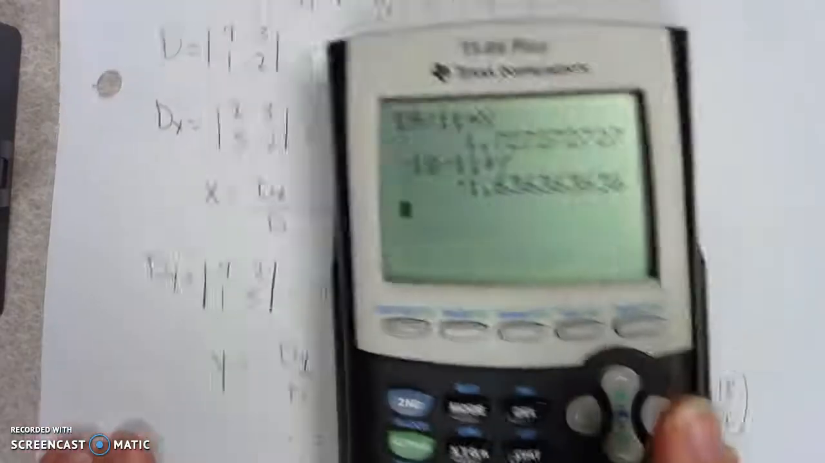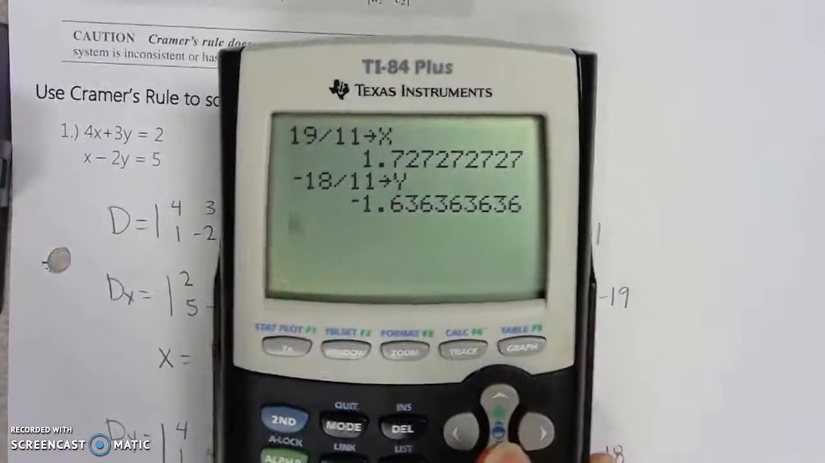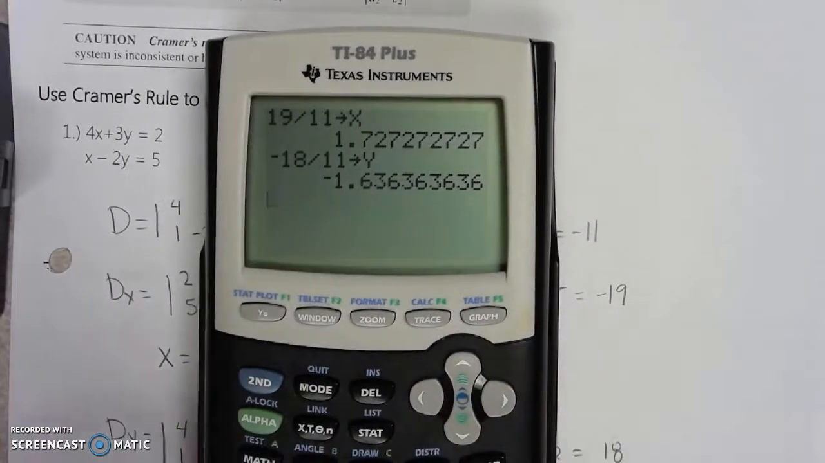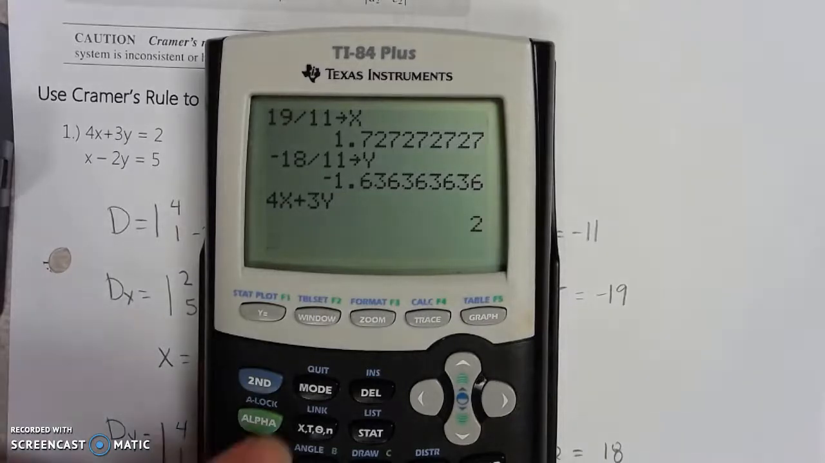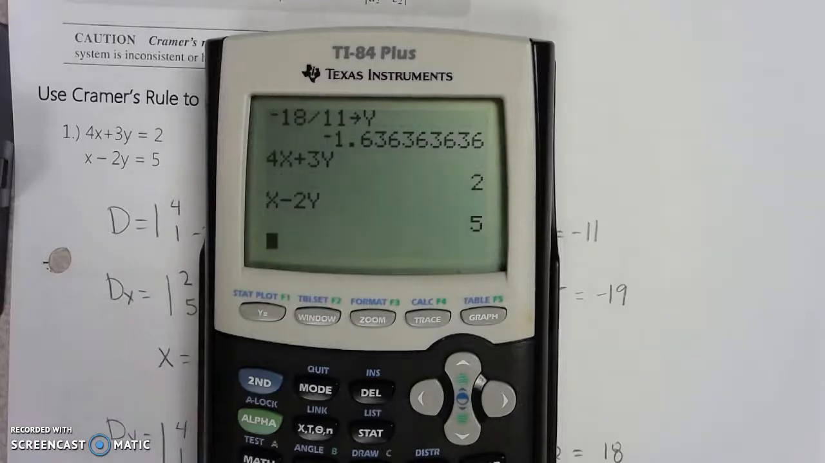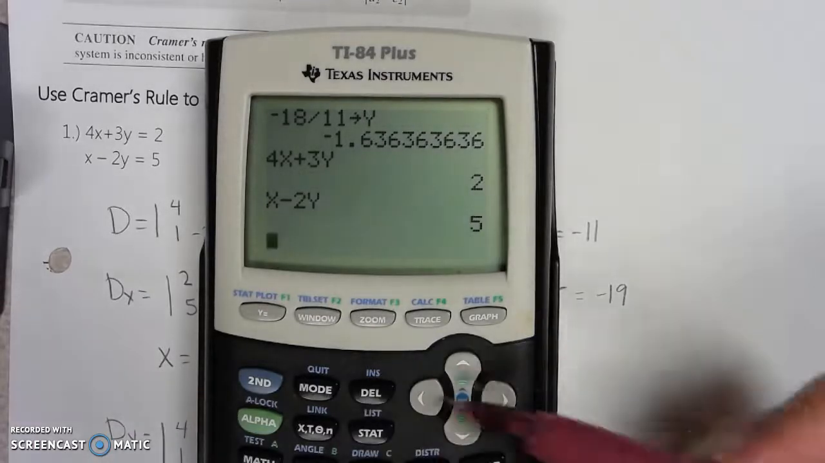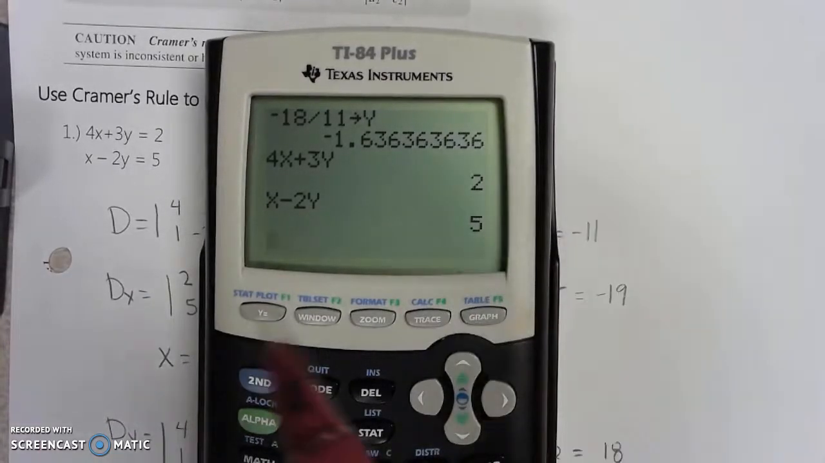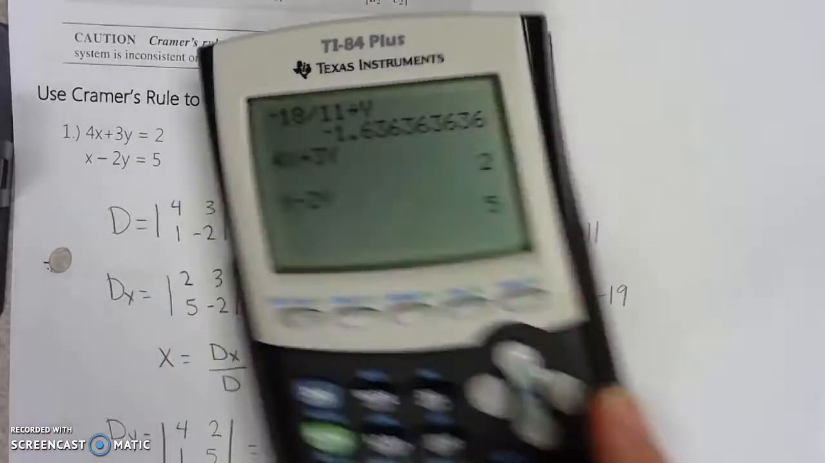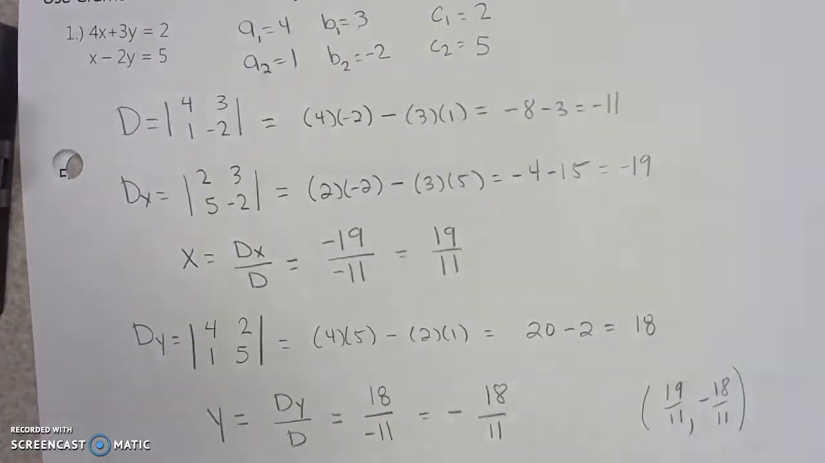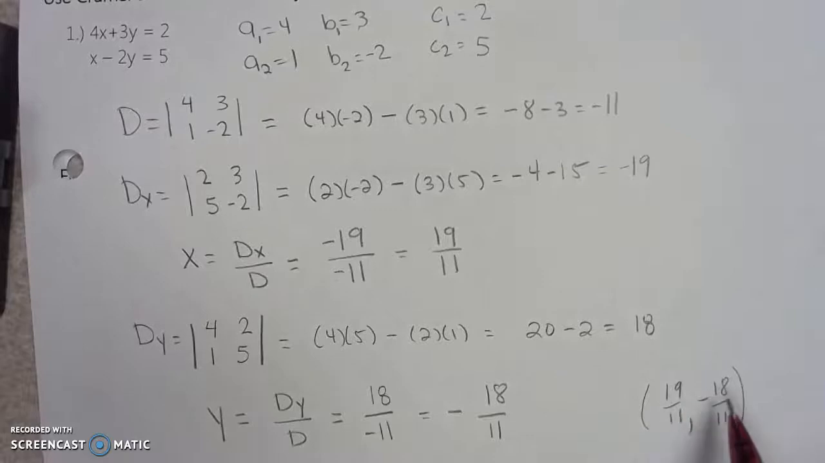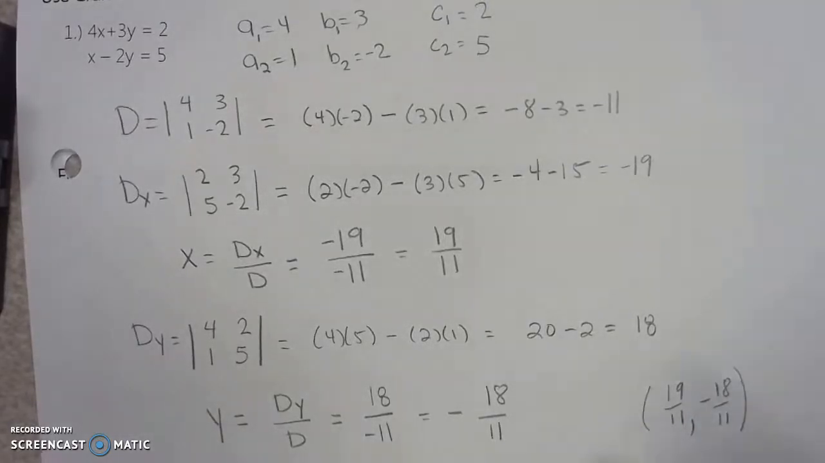Alright, then all I need to do is come up here to my original equations and type them in. So 4x plus 3y, and I should get 2. I do, that's good. X minus 2y, I should get 5, and I do. So since these work out correctly and they match what's on my paper, I know that my solution, 19/11 and negative 18/11 for x and y, is correct.